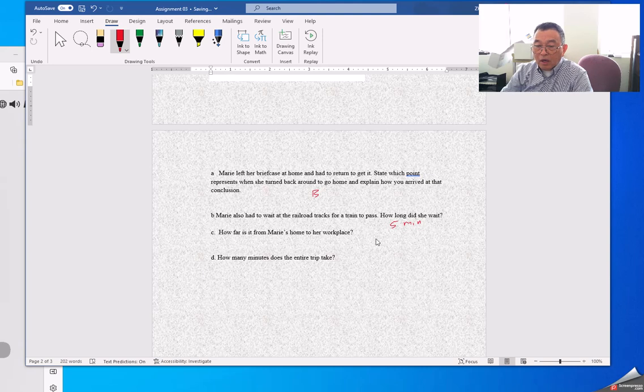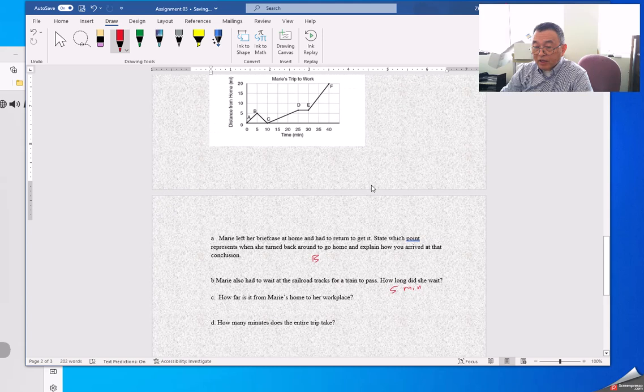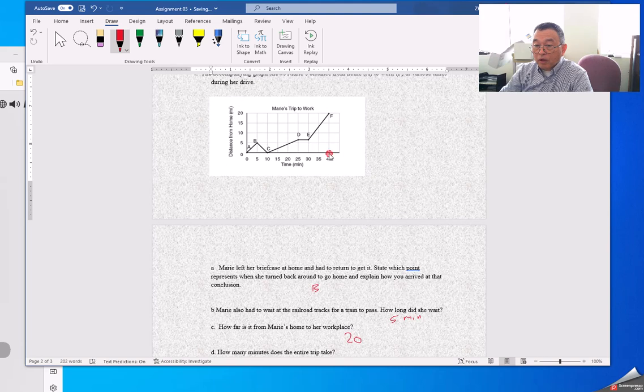Okay, so how far is it from home to her workplace? That's question C, and it's simple. Go vertically at 40 minutes, and then all the way to the F point. That's exactly 20 miles. So it's 20 miles.